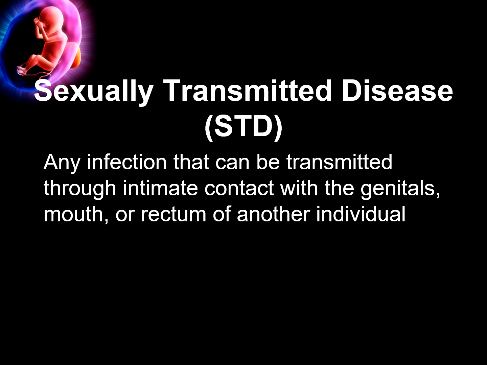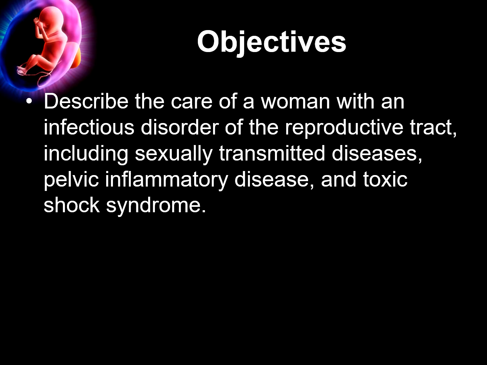Now we'll look at some sexually transmitted diseases. A sexually transmitted disease is defined as any infection that can be transmitted through intimate contact with the genitals, mouth, or rectum of another individual. Please look at page 796, chapter 32, for your reading here. We'll be discussing chapter 32 next week, but we're going to go ahead and look at these sexually transmitted diseases here because there's so much information to be covered.